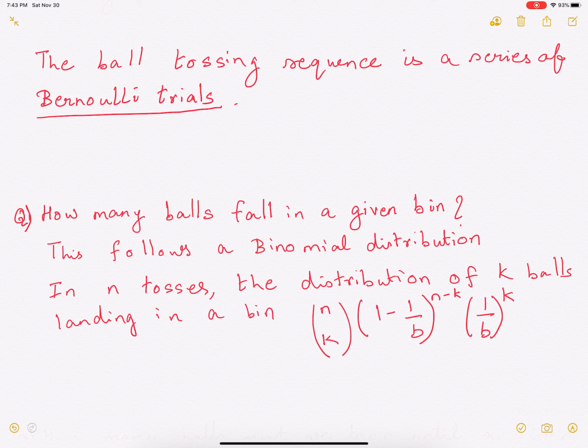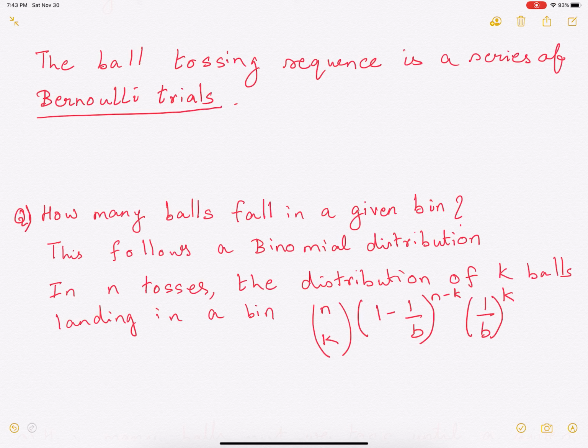Okay, and why is this the case? Because you are tossing k balls and you want those k balls to land in a particular bin. The probability of those k balls landing in a bin of your choice is 1 over b for each of those balls. So you have 1 over b raised to the power of k. Now the remaining n minus k balls can land in any one of the other bins, and that probability is 1 minus 1 over b. So that's the probability of a failure. The ball landing in the bin of your choice is the probability of your success.